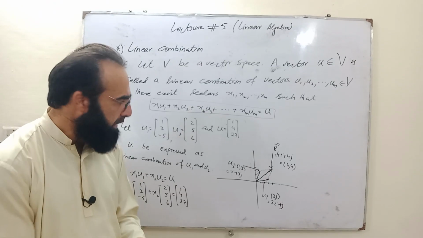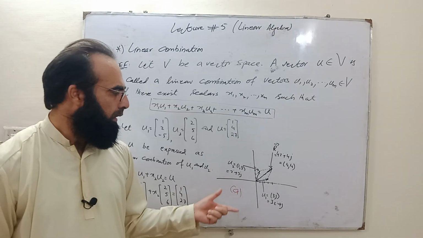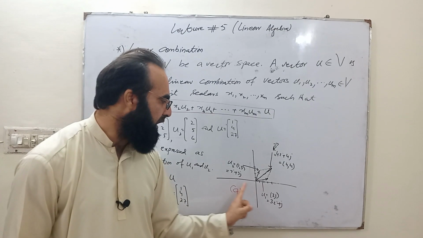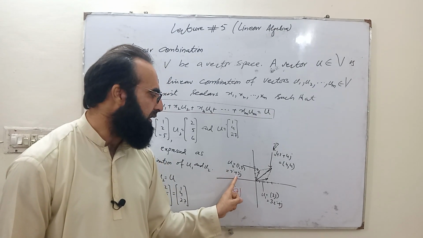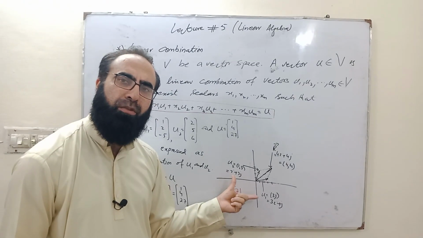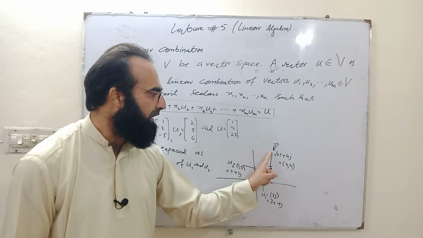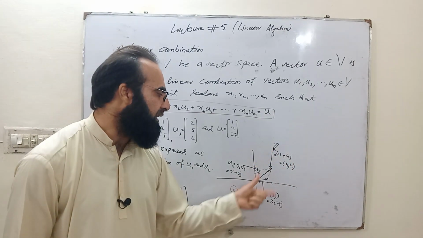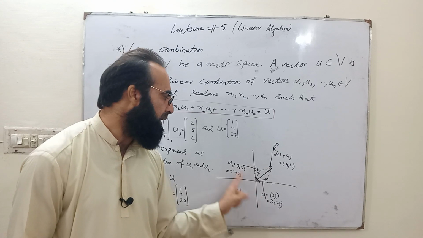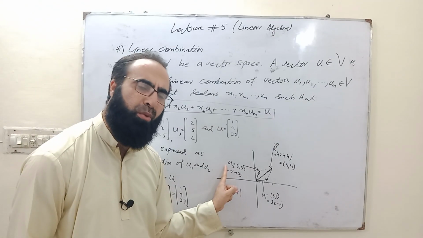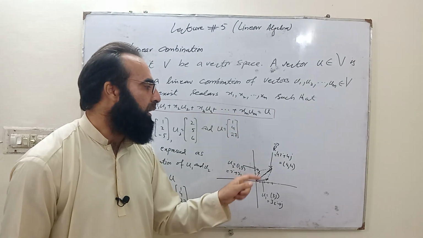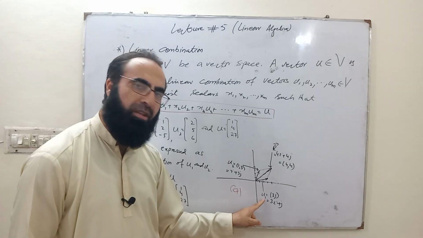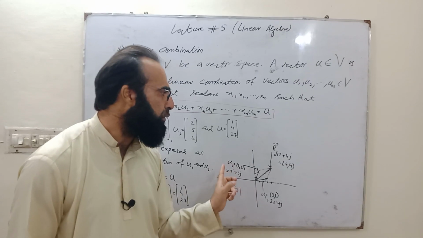For example, in this figure A, here we have two vectors u1 which is 3i plus j and u2 which is i plus 3j. If we add these two vectors by using head to tail rule, we get its resultant vector 4i plus 4j. Since this r is a resultant vector of u1 and u2, in linear algebra we say that this vector r is a linear combination of u1 and u2.